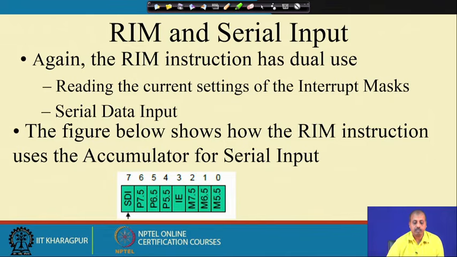Similarly, we have the RIM instruction for the serial input. Here the pin value coming to the SID pin will come to bit number 7 of the accumulator, which is the serial data input, and of course there is nothing like enable here. So, this is the RIM and SIM instruction that we have seen previously for doing this serial output and input.